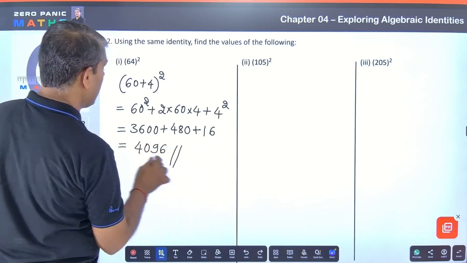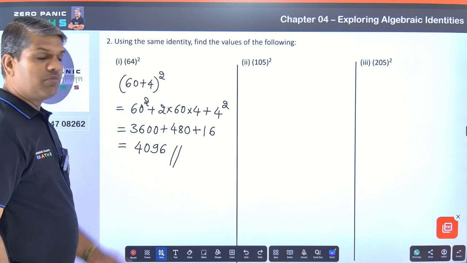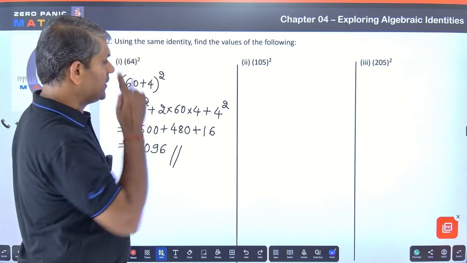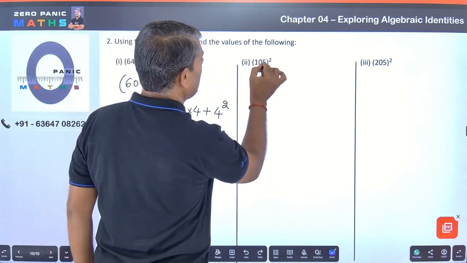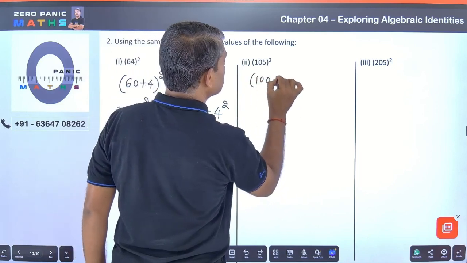4096 is the value of the square of 64. You can verify that by multiplying 64 into 64. That will get you 4096. Let us do it quickly for 105. 105, I can write it as 100 plus 5.